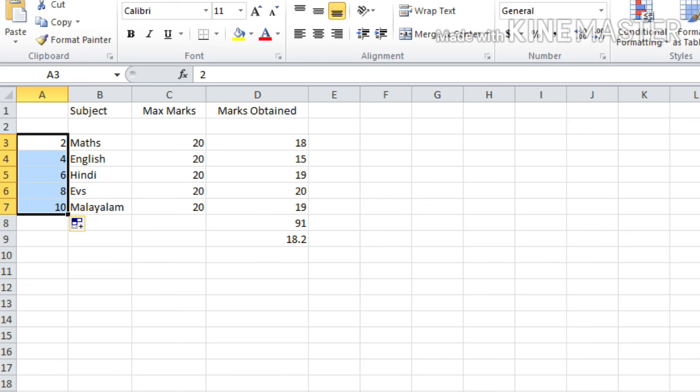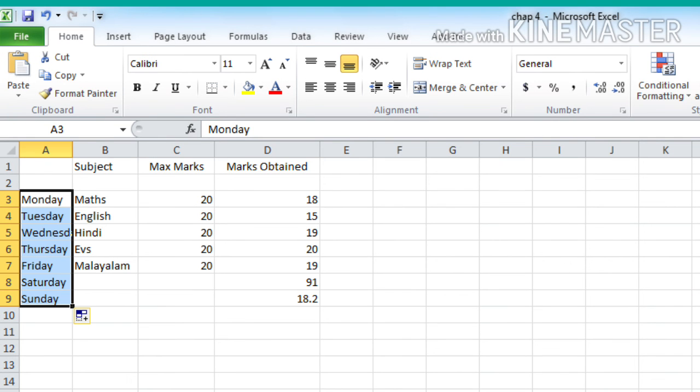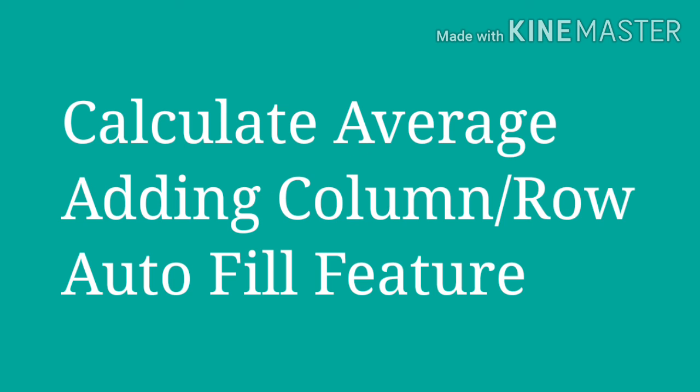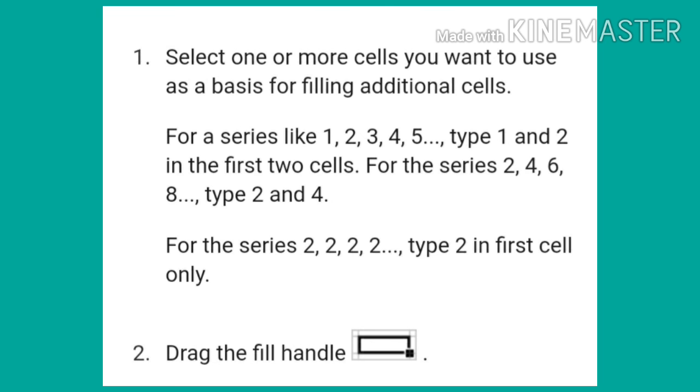Okay. Children, this autofill feature will also work for common entries like days of the week and months of the year. Okay, so just practice it so that you will understand more about it. Okay, children, today we have learned to calculate the average of numbers, then to add rows or column in our Excel sheet, and also about the autofill feature. Okay, children, so practice it and learn.